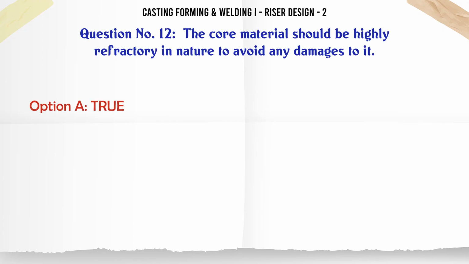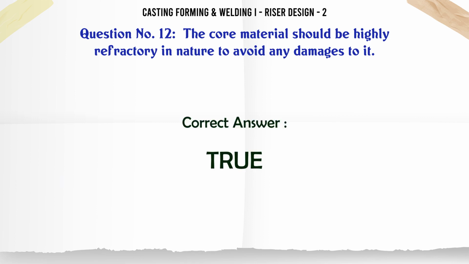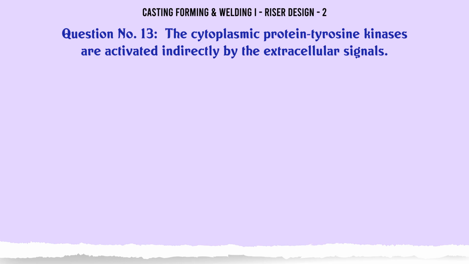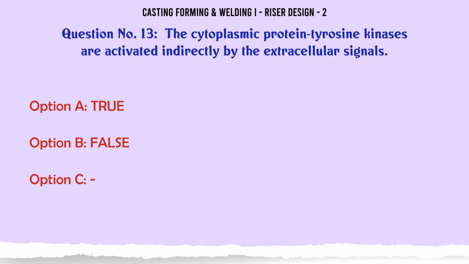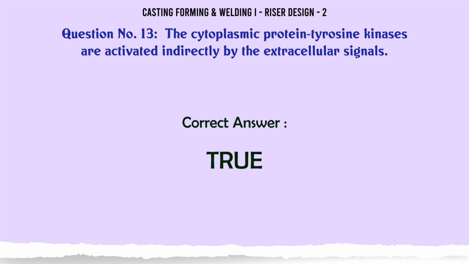The core material should be highly refractory in nature to avoid any damages to it. A. True. B. False. The correct answer is true. The cytoplasmic protein-tyrosine kinases are activated indirectly by the extracellular signals. A. True. B. False. The correct answer is true.